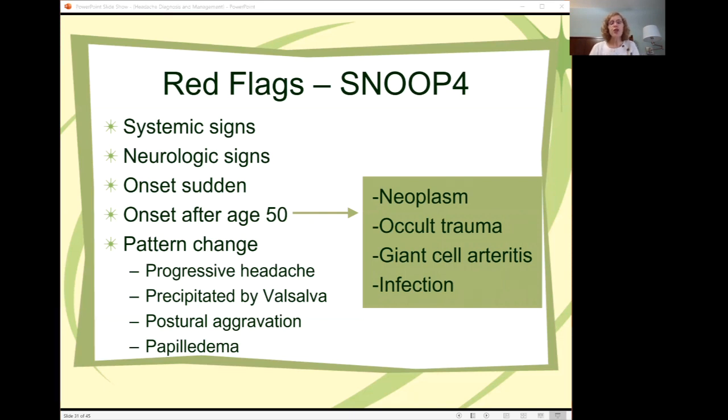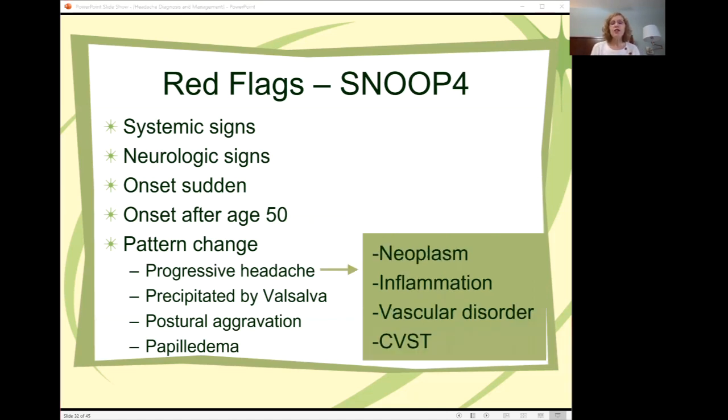Serious headaches are 2 to 3 times more likely in patients over the age of 50. A new onset headache in a patient over age 50 is a concern for neoplasm or malignancy, for occult trauma causing a subdural hemorrhage, for giant cell arteritis, or an infection. A change in pattern or a progressive headache can be a sign of a serious underlying cause.